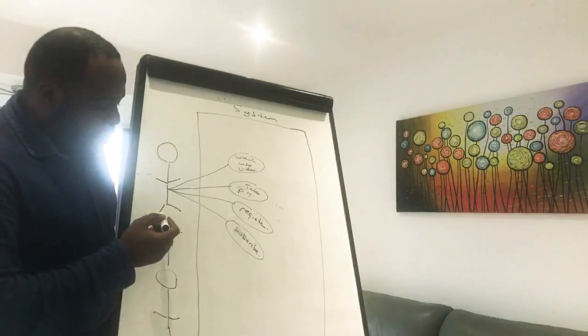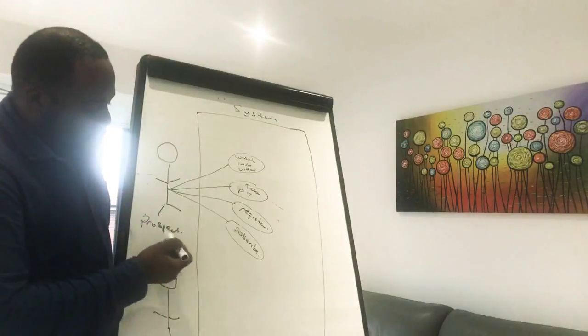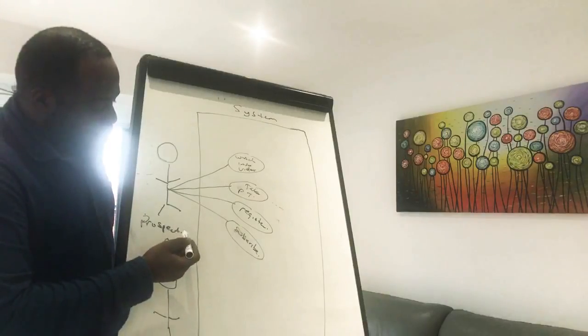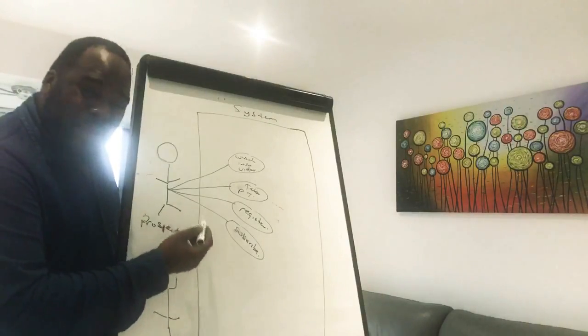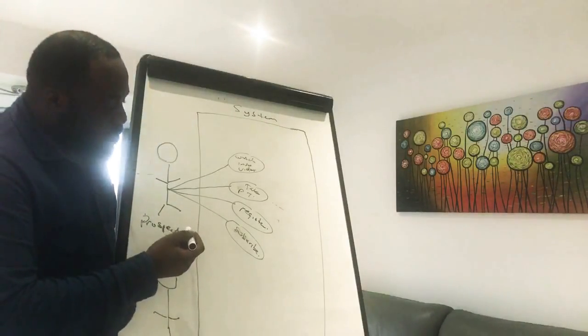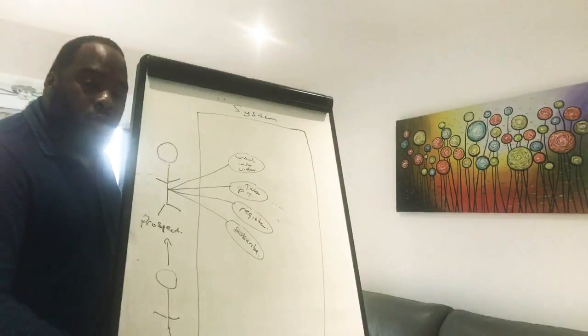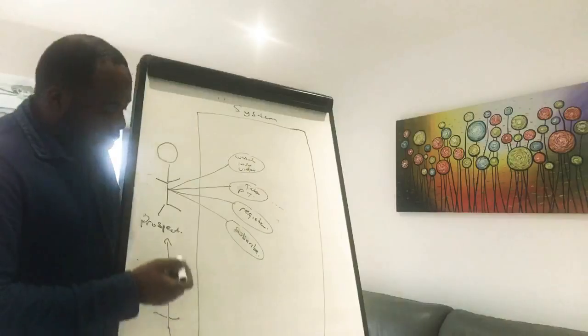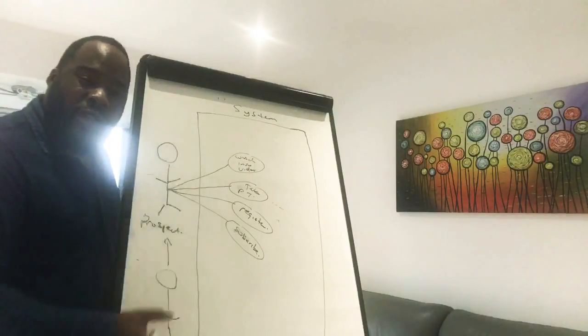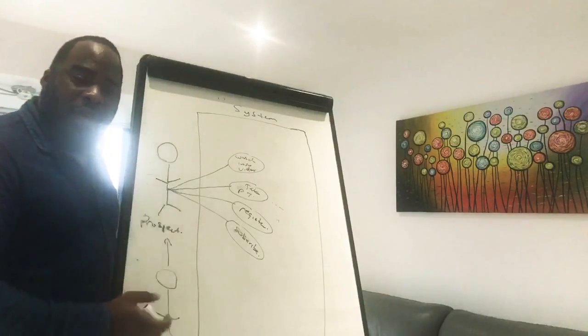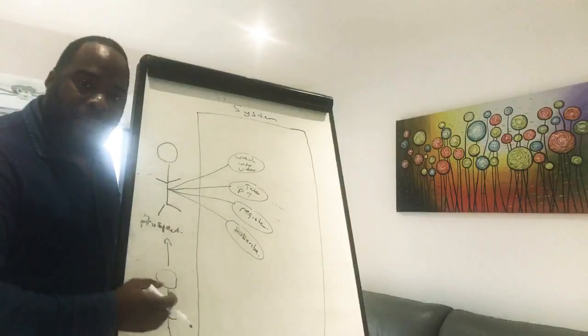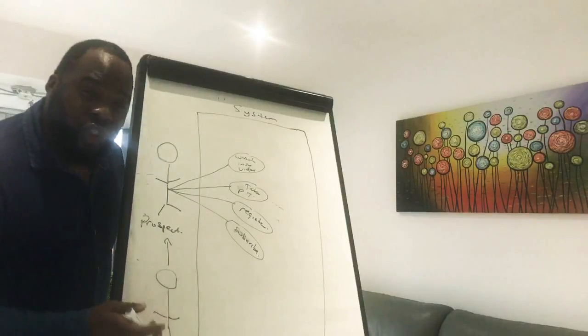Now, the problem with the general actor here is that, when you think about it, he is a separate entity. While this person has an account, can log in, and can do whatever he wants to do, this person can actually do that. So they're two separate actors, two separate entities, so we can't generalize them.